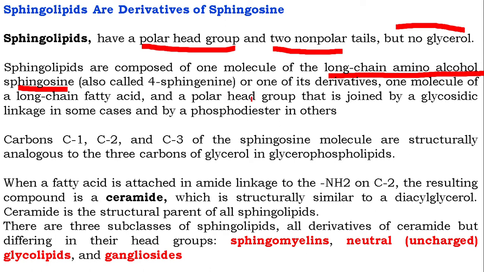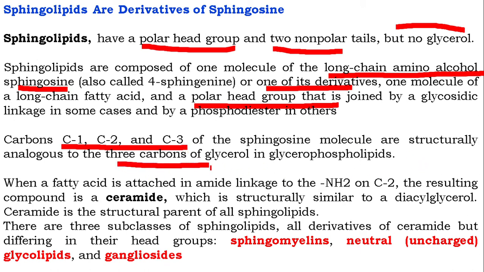Sometimes its derivative also may be there, and one molecule of long chain fatty acid. And a long polar head group also is joined there. The carbon 1, 2 and 3 of the sphingosine molecule is just similar to the equivalent carbons of glycerol. We will see them in the next slides when we see the diagrams.